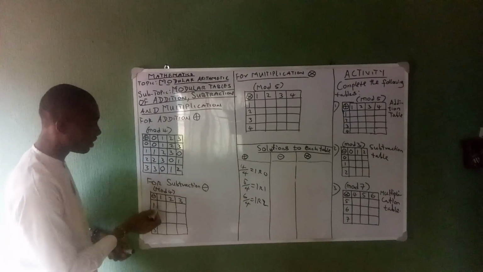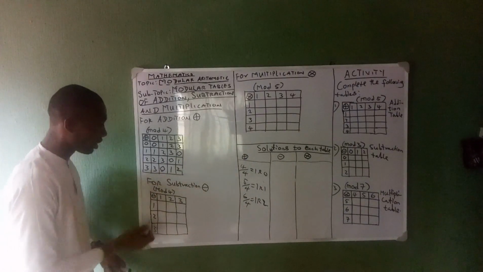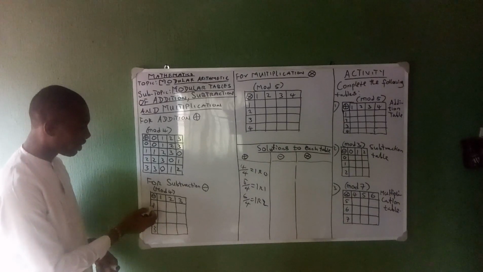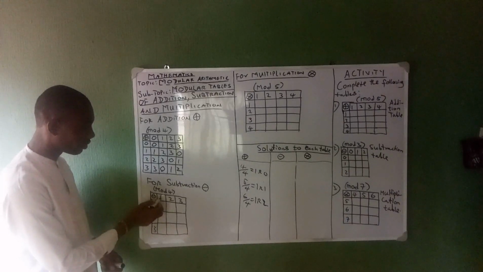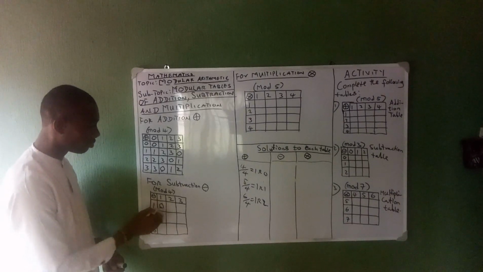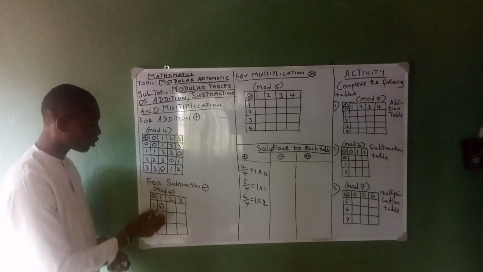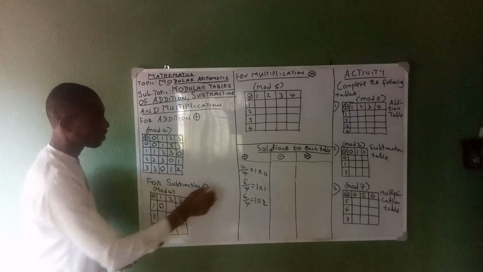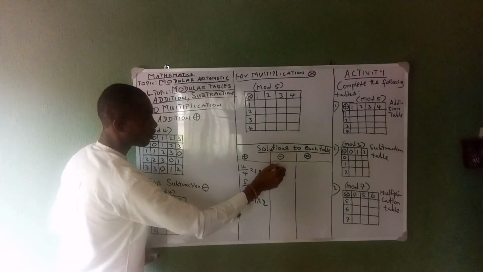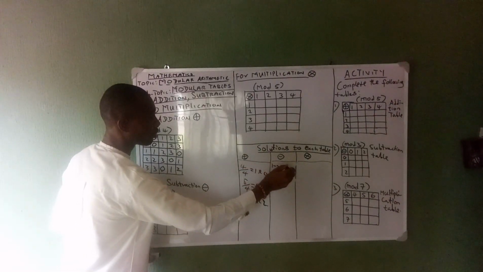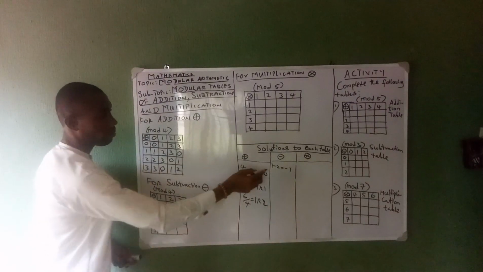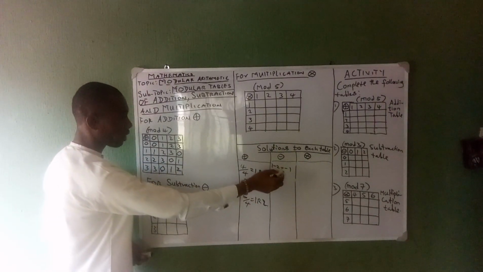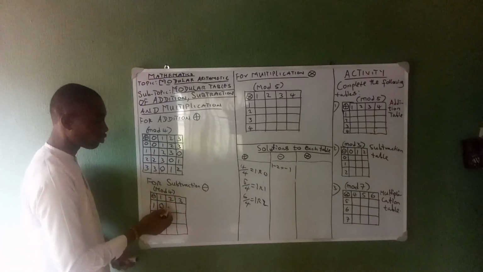Now the other one is the subtraction table. This subtraction table also is in mod 4. Now we say 1 minus 1 will give us 0. Are you seeing it? 1 minus 1 will give us 0. 1 minus 2 will give us minus 1. So if we have this minus 1, there is no way we can put this minus 1 here.